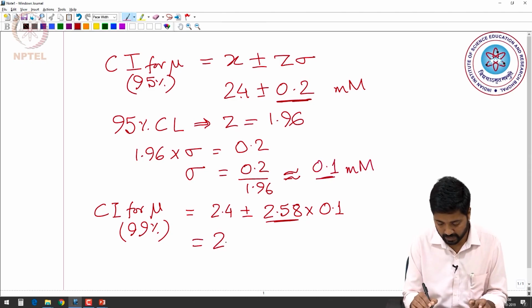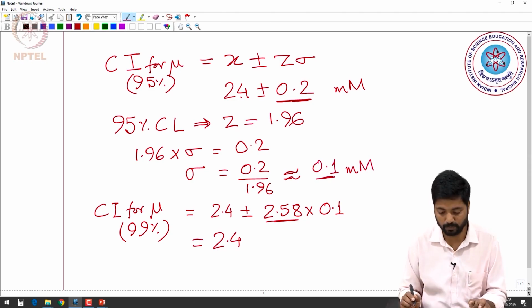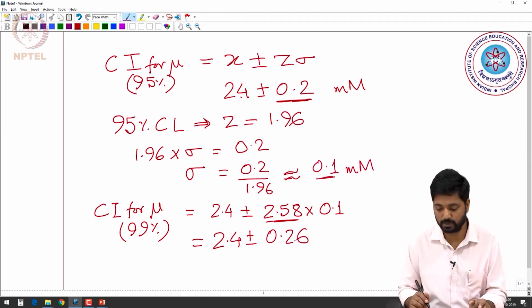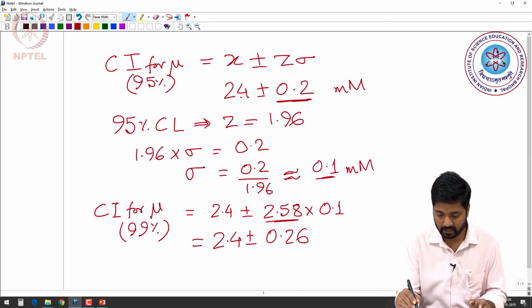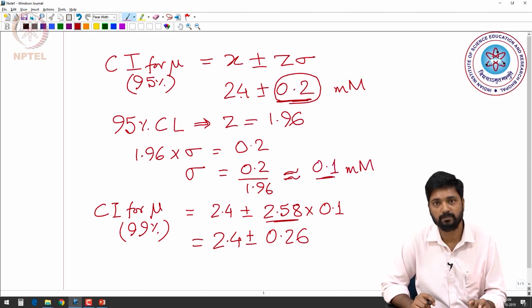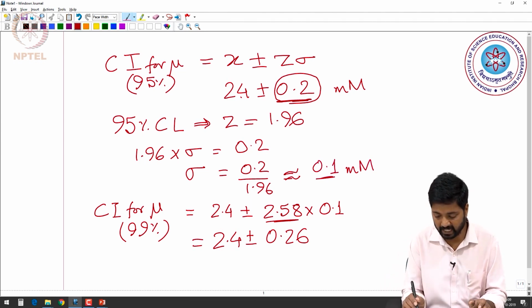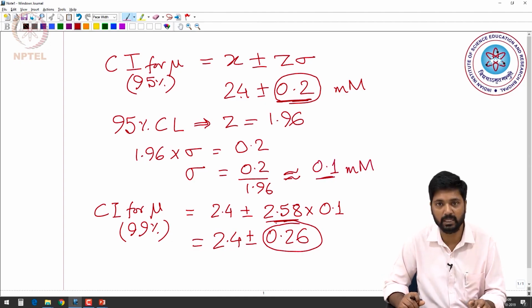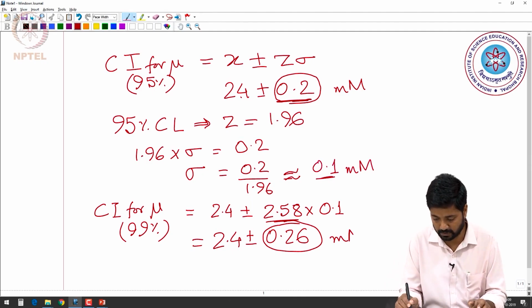Now, when we do that, we get the confidence interval for mu at 99% confidence level as being 2.4 plus minus 0.26 by rounding it off. So, what we already see is that at 95% confidence level, the spread was 0.2 millimolar. At 99% confidence level, this confidence interval needs to be expanded to 0.6 millimolar values.